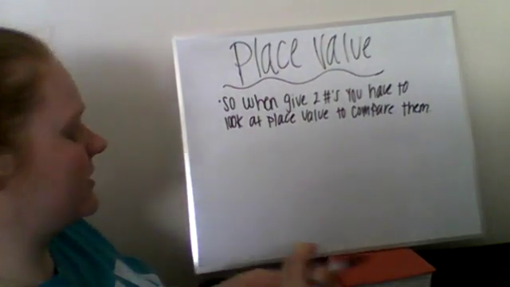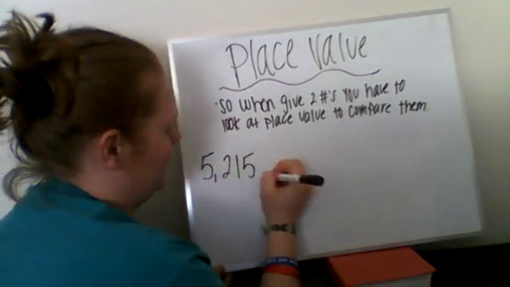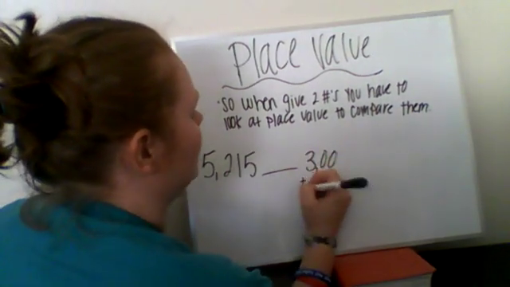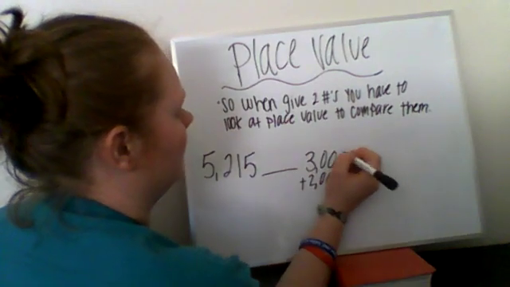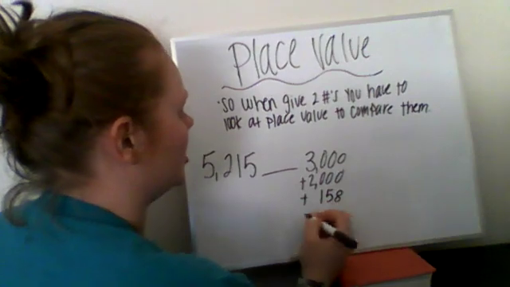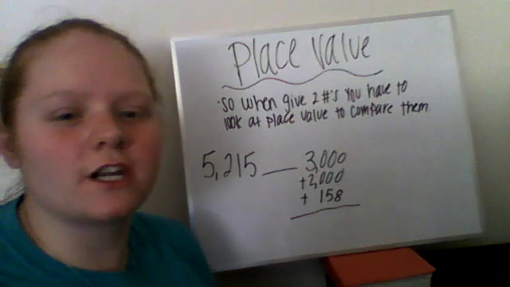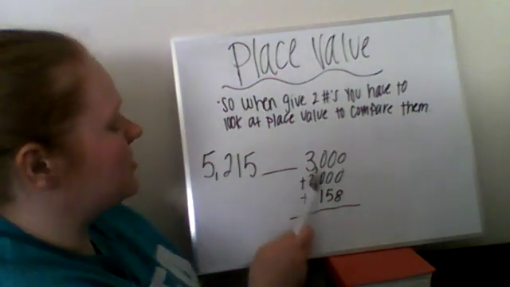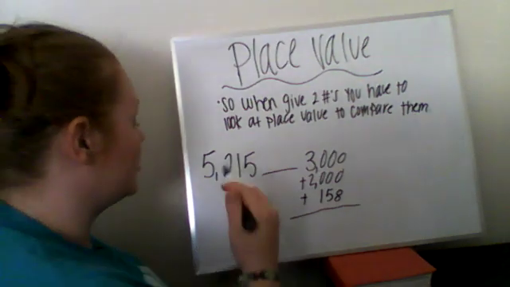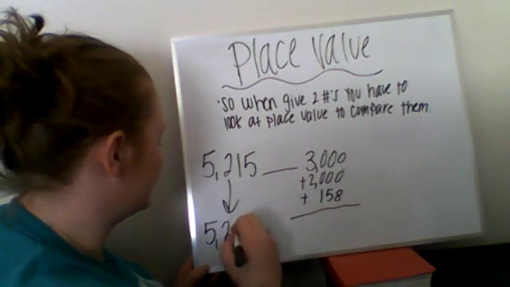All right, so if I give you the numbers 5,215 and 3,000 plus 2,000 plus 158, you're going to look at this problem and be like, how am I supposed to solve this problem? Well, you're going to have to solve this problem by adding up all these numbers to know what you're going to compare to 5,215. So I know that number is going to stay the same, so I'm just going to bring it down. It's not changing.